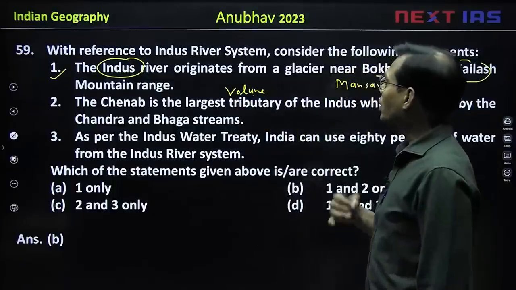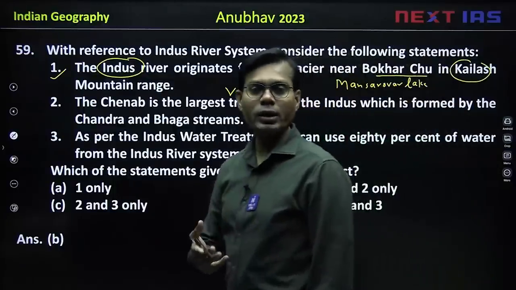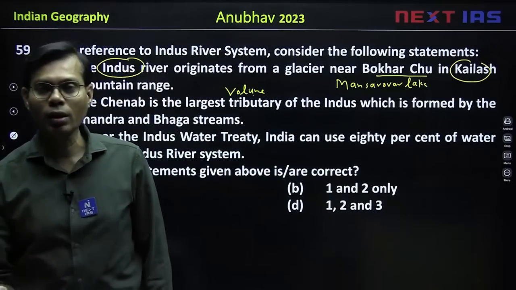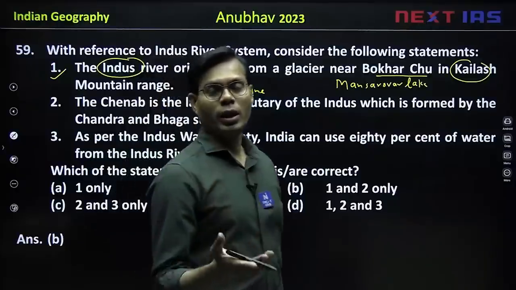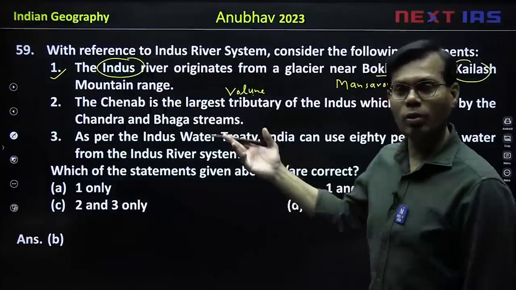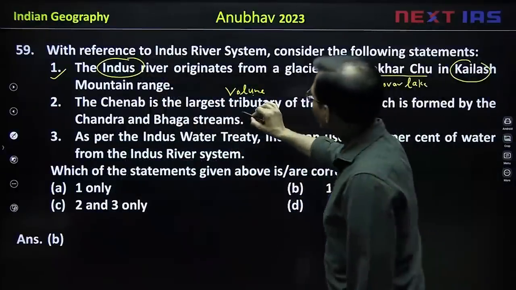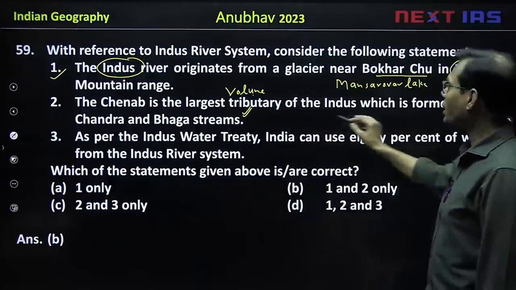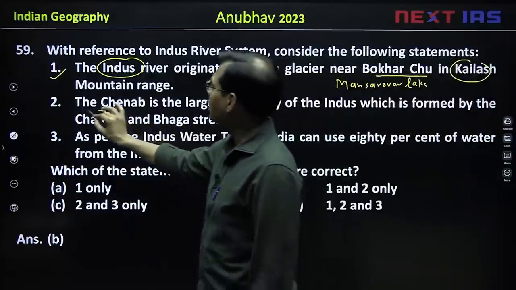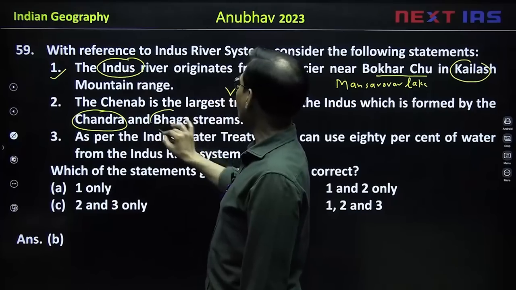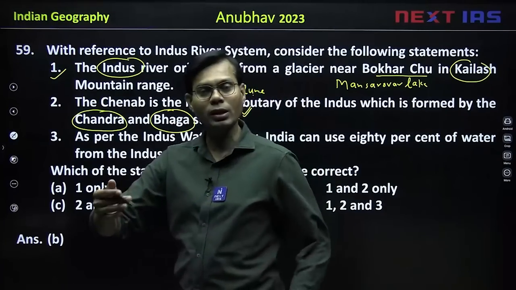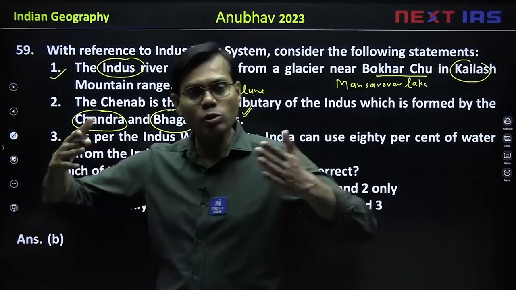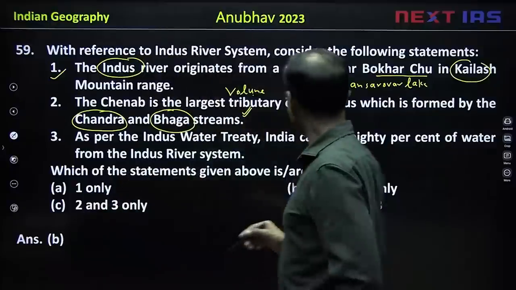So famous rivers we have to also remember in our mind: Ganga's longest tributary is Yamuna, Ganga's largest tributary is Ghagra, and Indus's largest tributary is the Chenab, longest tributary is Satluj. So that is a correct statement, largest tributary. And the Chenab River in Himachal Pradesh is joined by the Chandra and Bhaga Rivers. Chandra comes from Chandratal of Himachal Pradesh, Bhaga comes from Suryatal, and when these two rivers join in Lahul Spiti, it becomes the Chenab River.